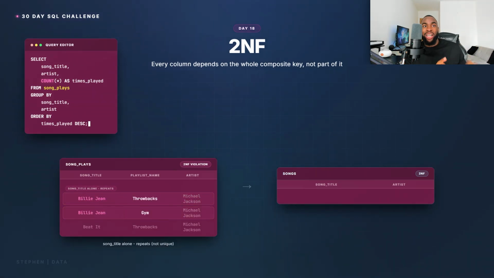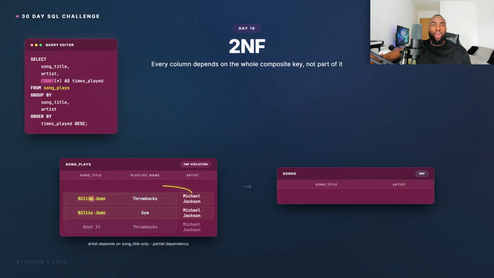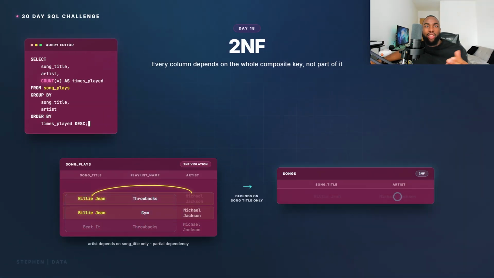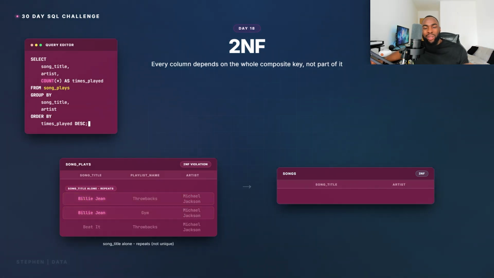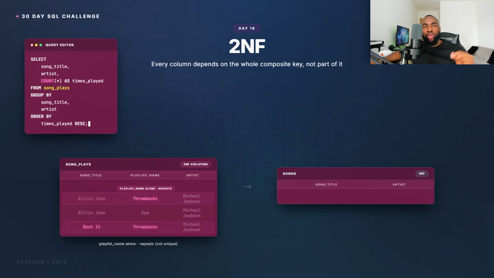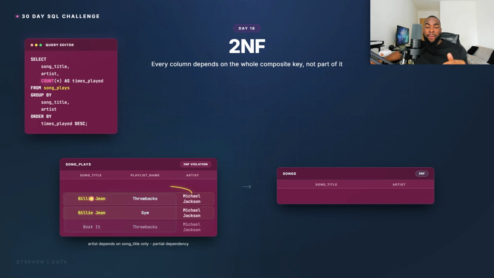Remember, you can't do the song title alone. You can't do the playlist alone. You actually need to combine both of them together. Now, when you have two columns acting as one key like this, we call it a composite key. A composite key is a primary key that's made up of two or more columns. These columns are combined to uniquely identify a record.